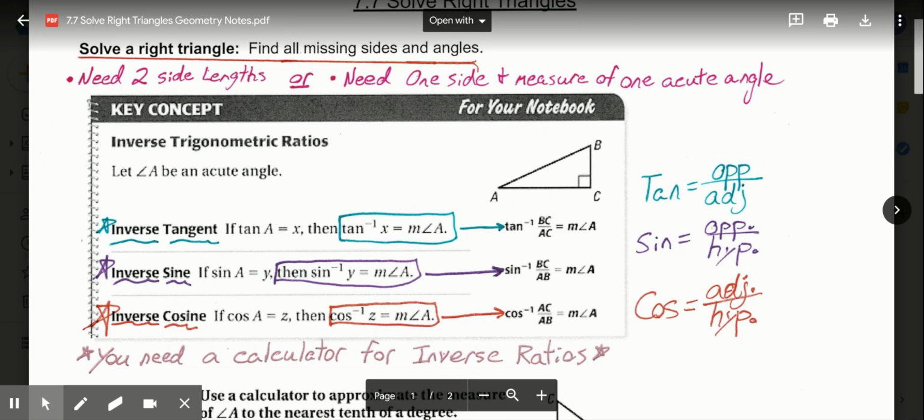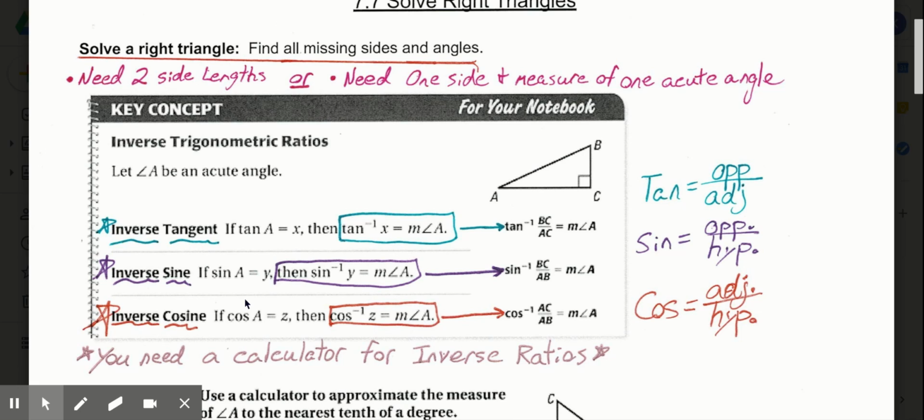In this case, the inverse sine: if the sine of A is y, then the inverse sine of y is the measure of angle A. So if the sine of A was 0.4, then you would type into your calculator inverse sine of 0.4, and that would give you the measure of angle A. If the cosine of A was the letter Z, then the inverse cosine of Z will give us the measure of angle A. So again, if we knew the cosine, let's say it was 0.75, then you'd type into your calculator inverse cosine of 0.75, and that would give you the measure of angle A.